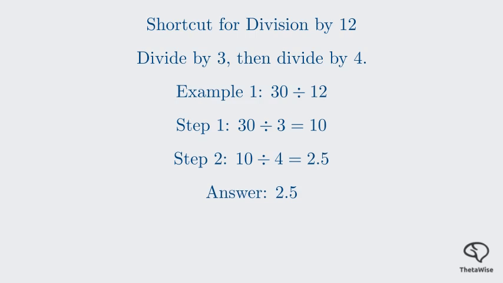Again, you can verify this with a calculator. 30 divided by 12 is indeed 2.5. This two-step process is a powerful alternative to long division.